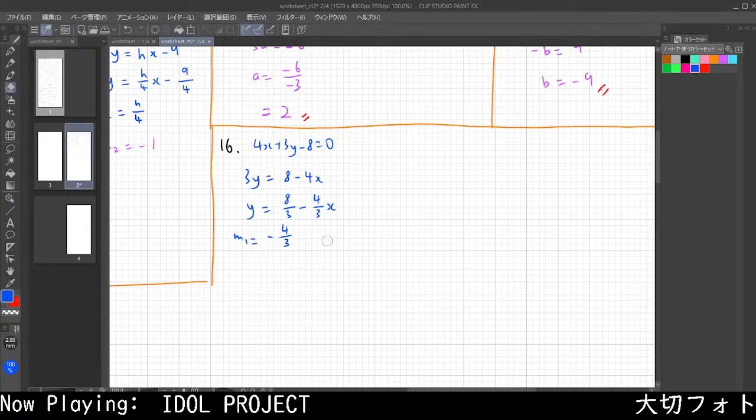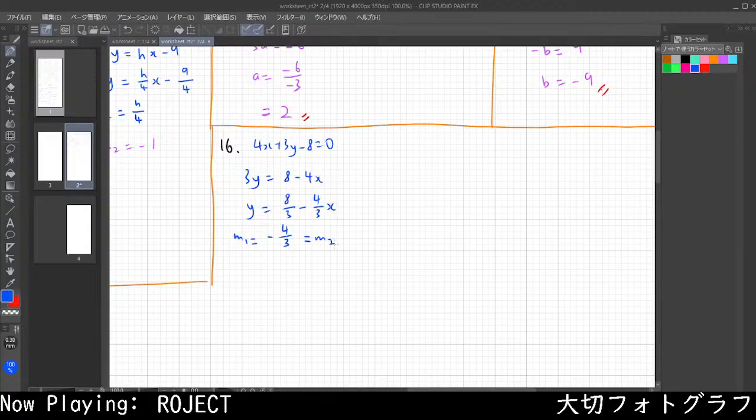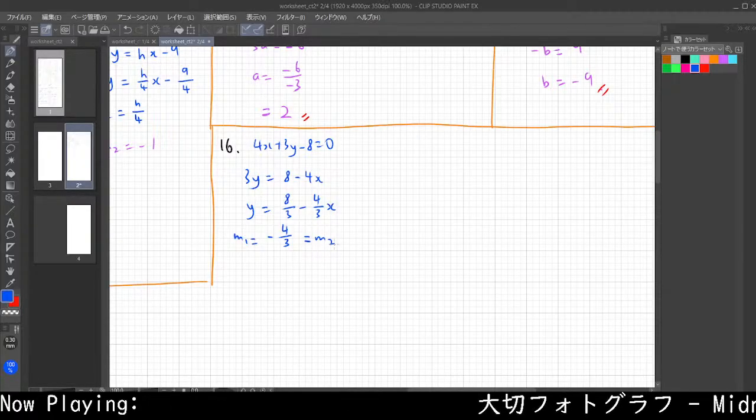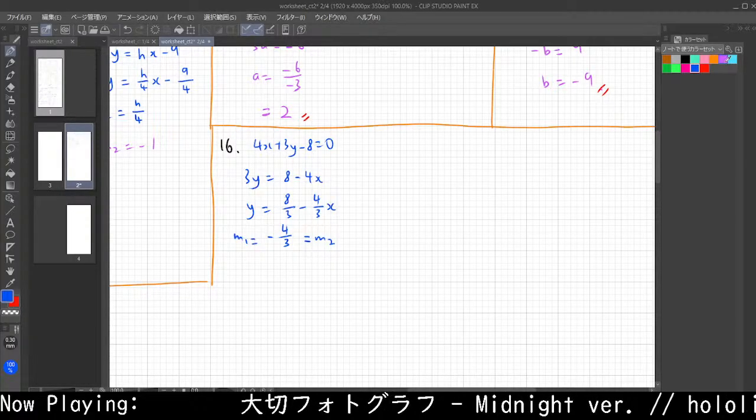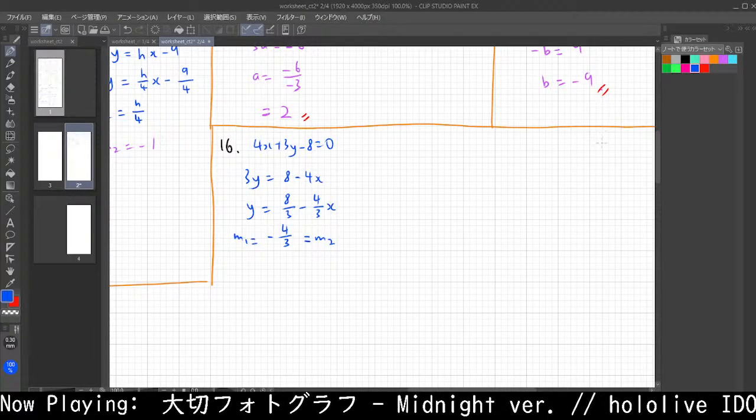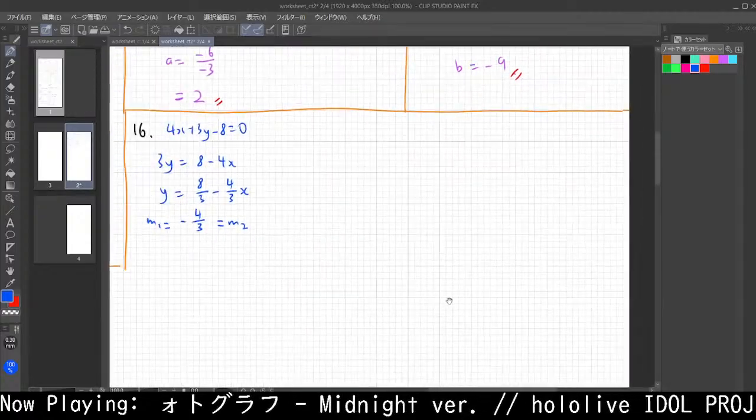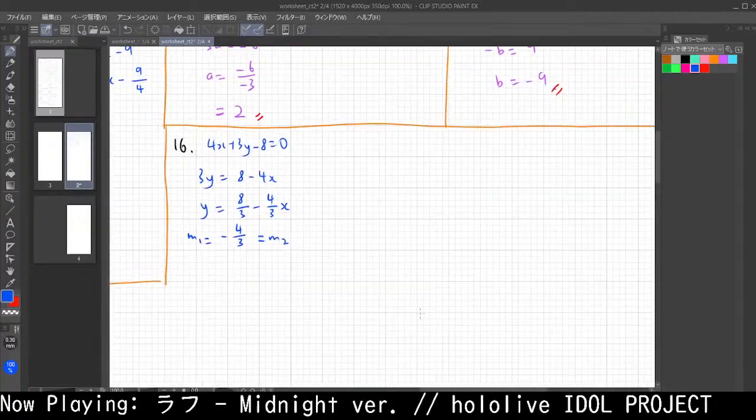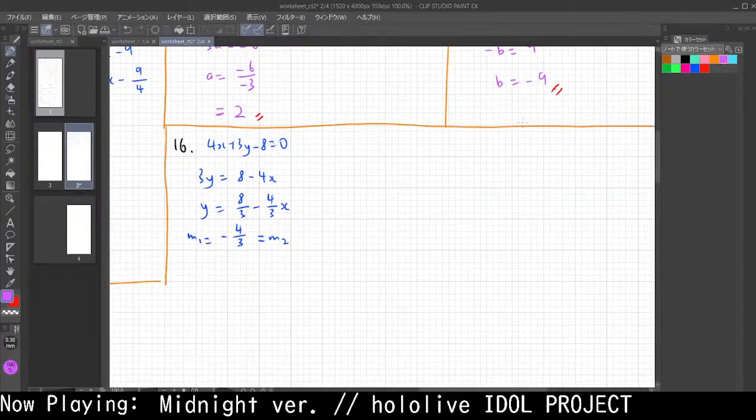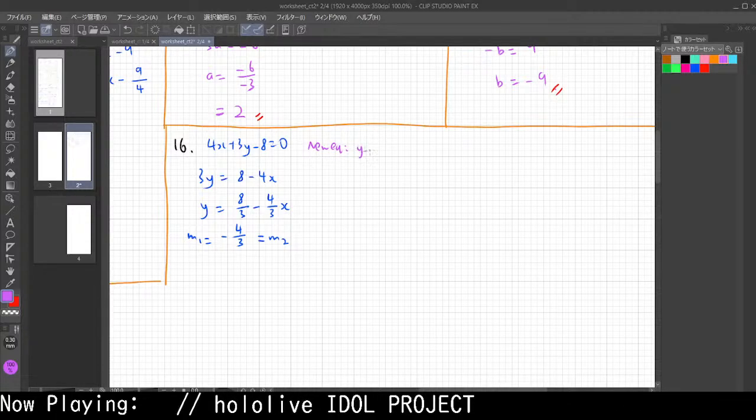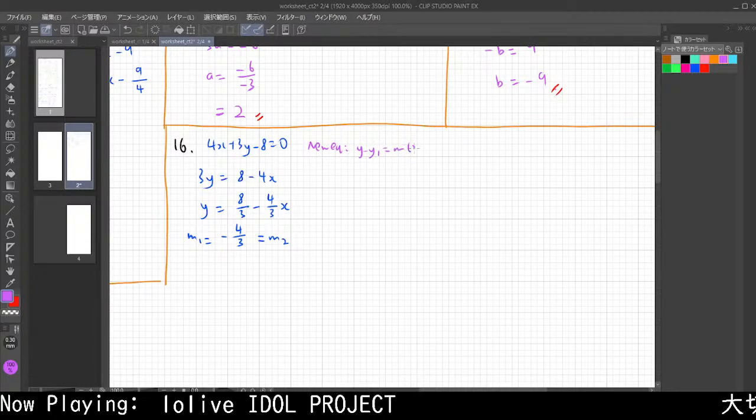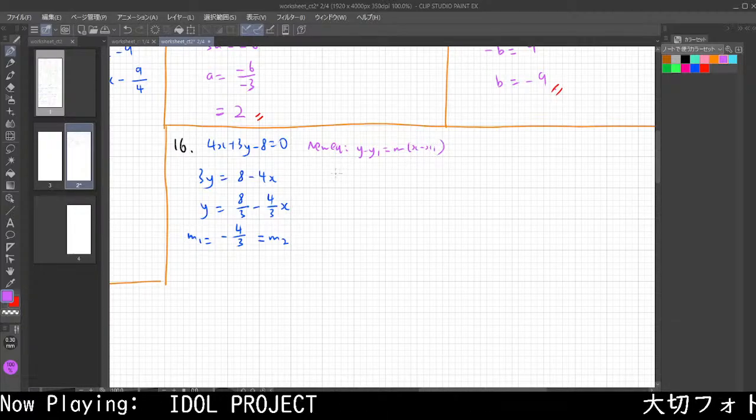You can just write this. This tells me you already understand that parallel means both gradients are equal. And then I can do it within this box. Okay.